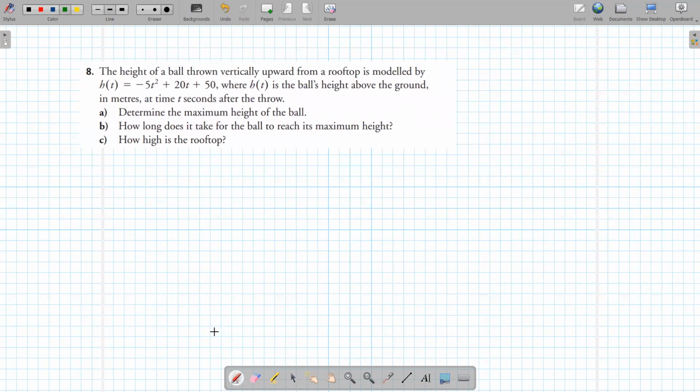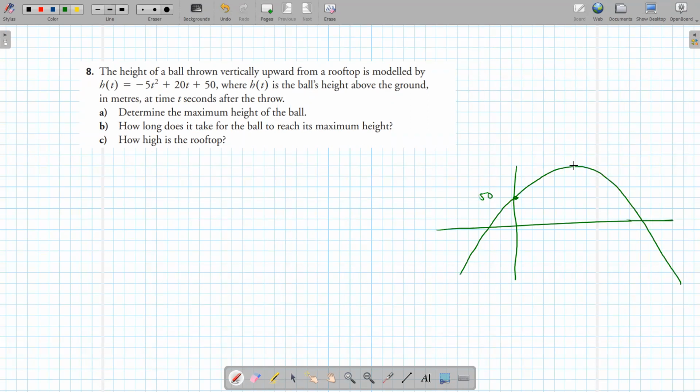What type of a function is h of t? What would it look like? Is it a quadratic? Yes. Is it opening up or down? Down. It's opening down, right? So does it have a maximum or a minimum? A maximum. Right? How do we find this maximum?